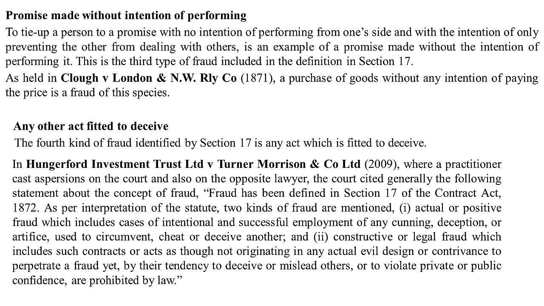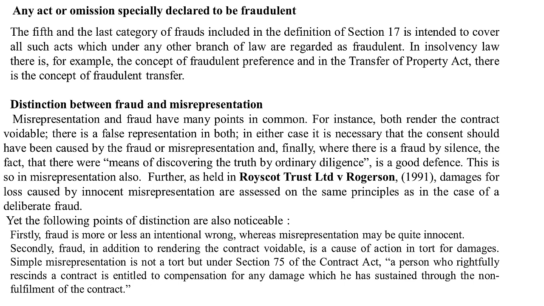Now, any act or omission specially declared to be fraudulent forms the fifth and the last category of frauds included in the definition of section 17, which is intended to cover all such acts which under any other branch of law are regarded as fraudulent. So in the law of insolvency, for example, there is the concept of fraudulent preference, and in the Transfer of Property Act, there is the concept of fraudulent transfer.